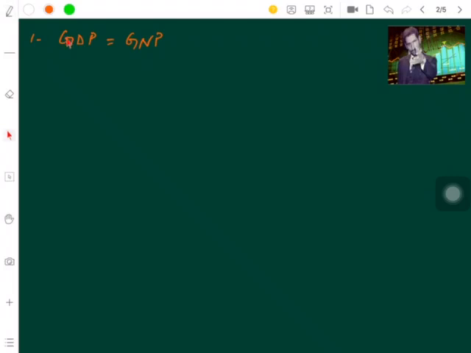Look, this is G, this is G. That means gross and gross. We have to do nothing, so we will null it. Gross and gross are gone. Product and product are gone. The difference lies between domestic and national. So I'll rewrite it. GDP is equal to GNP. So the difference is between domestic and national.